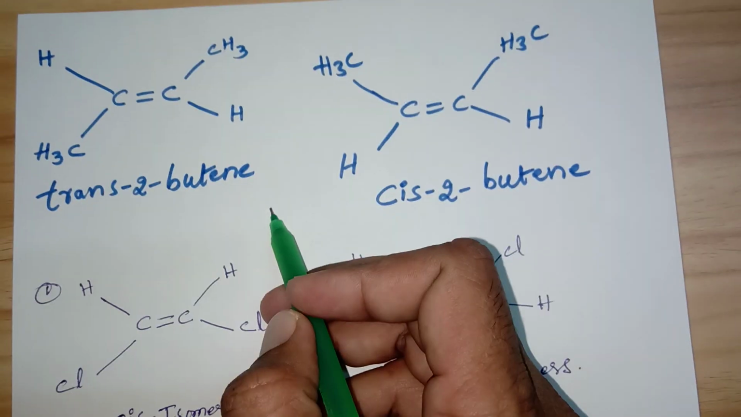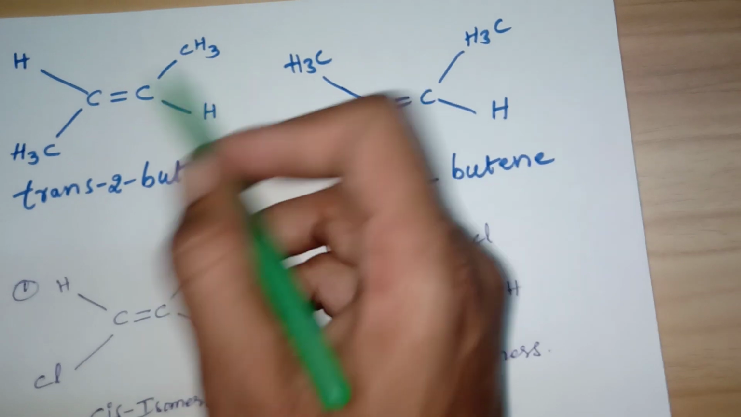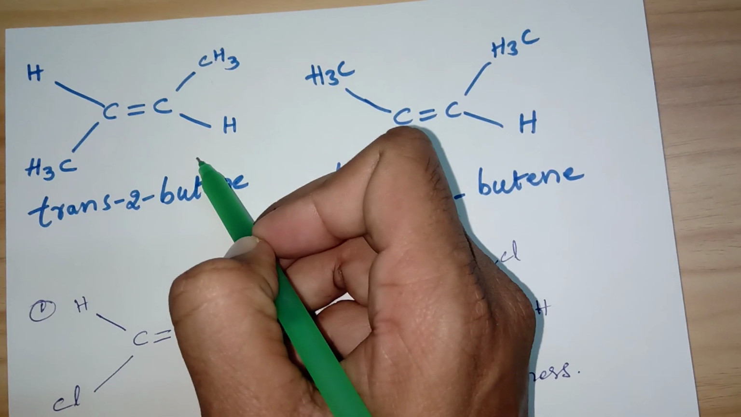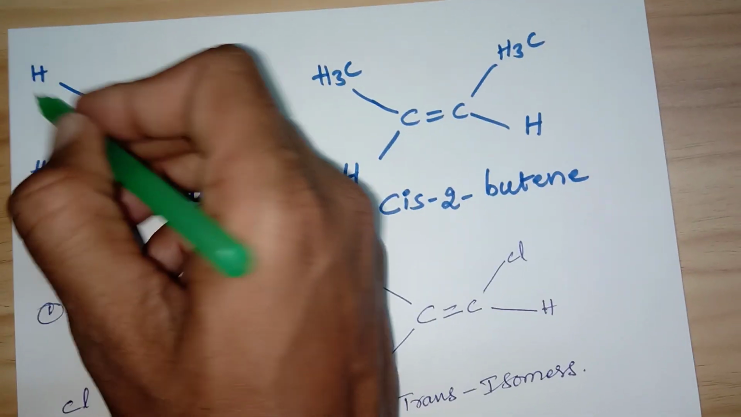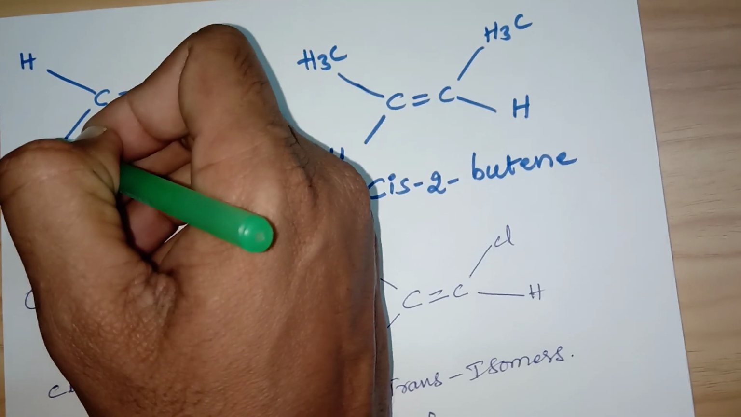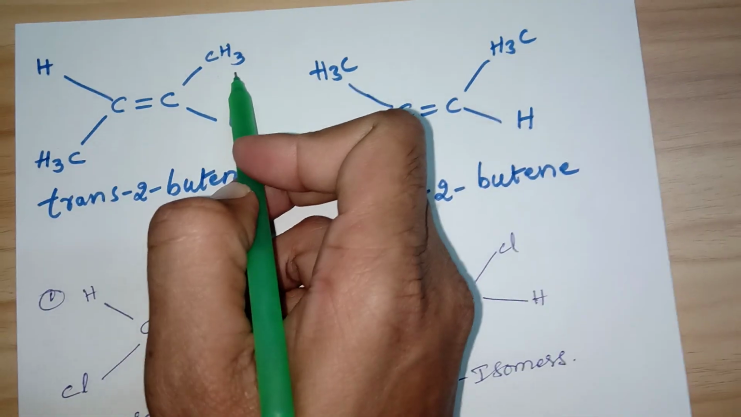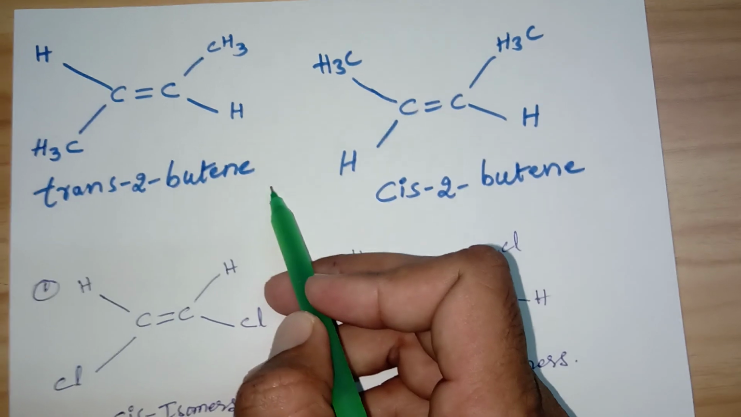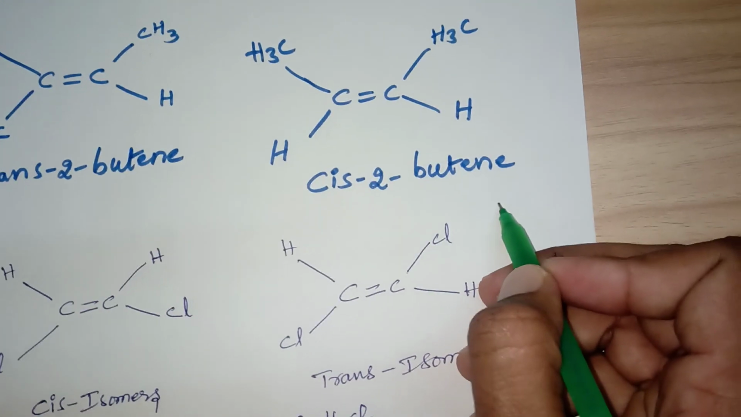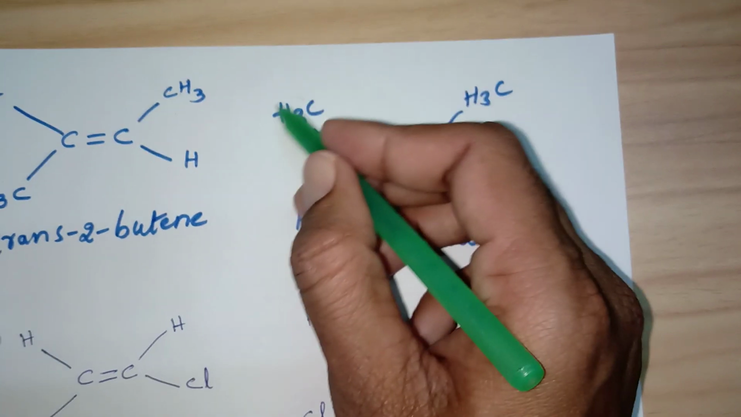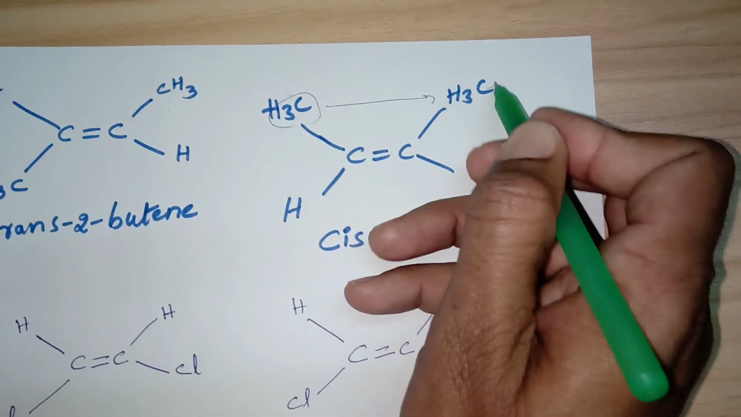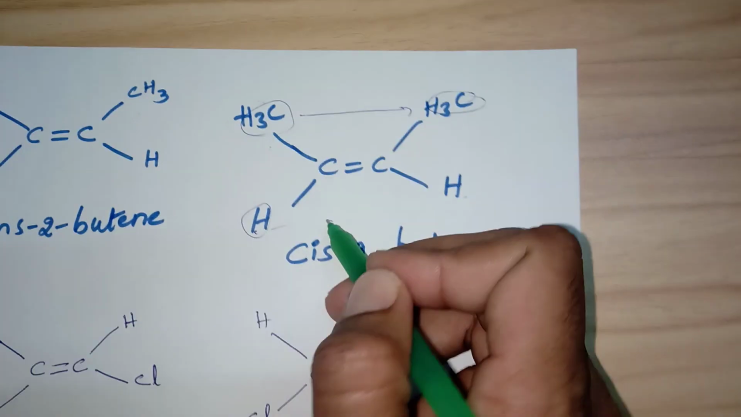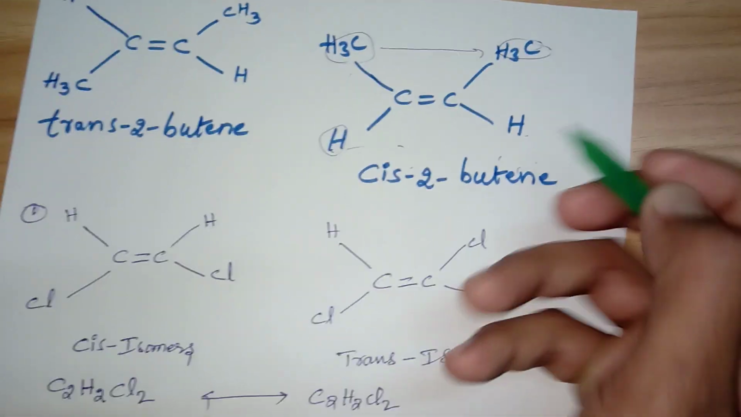So trans-2-butene: see, the CH3 groups are in opposite directions and the hydrogens are in opposite directions, right? So you can see this hydrogen comes opposite to this CH3, and this is CH3, so opposite direction. That is called trans-2-butene. Then coming to cis-2-butene, it means the same side: this CH3 is on the same side as the other CH3, and the hydrogens are on the same side, so that's why it is called cis-2-butene.